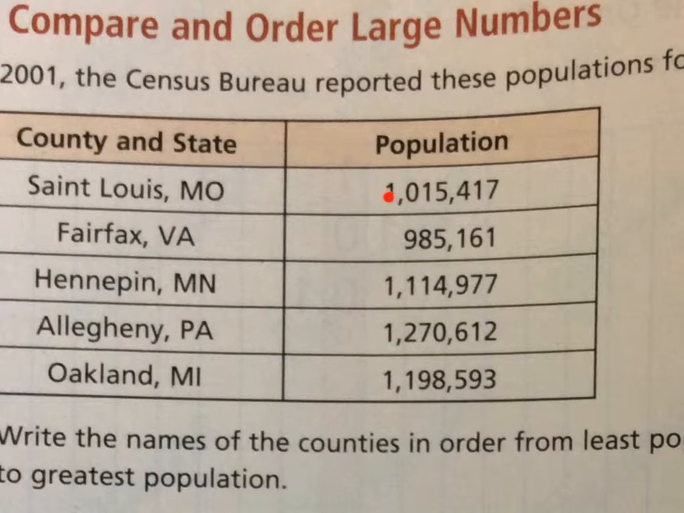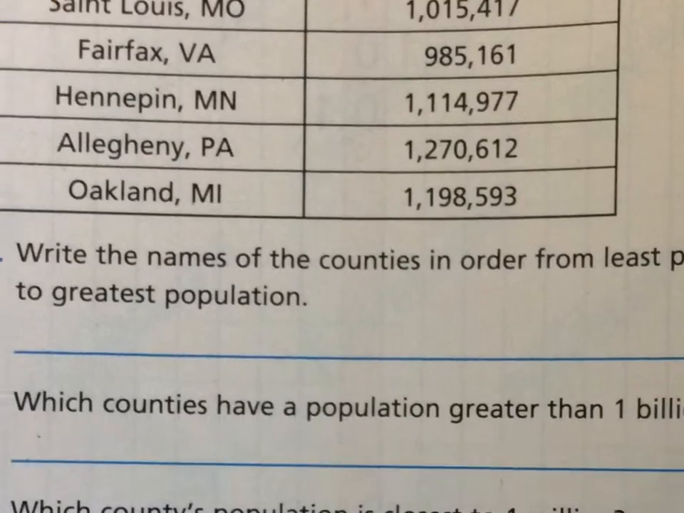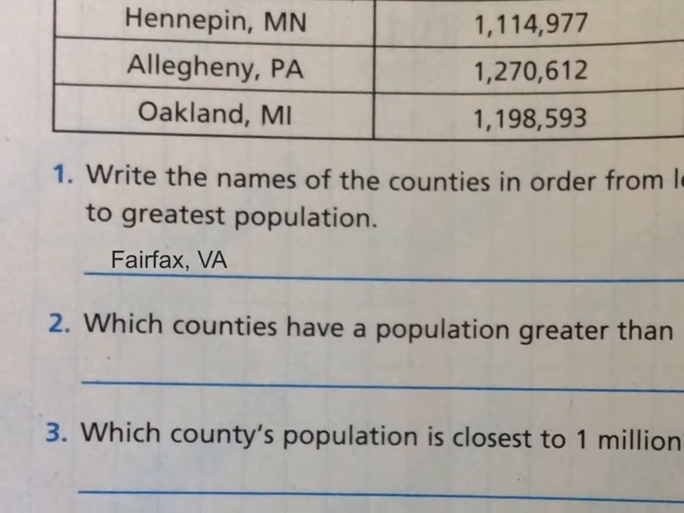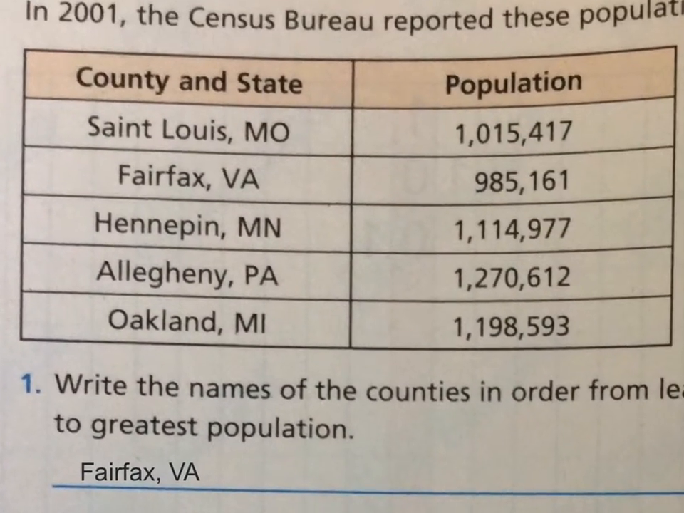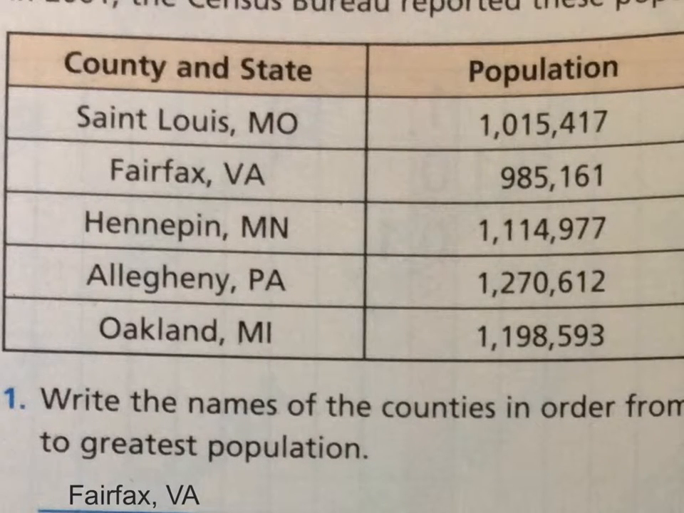So I see 1 million something, no million something. So this one is less than this one. 1 million and something, 1 million and something, 1 million and something. So I found my least, and it says what county, so I'm going to name it as Fairfax, Virginia. Next, I'm going to go back to the table and see which one's next lowest. So I might just put a little check mark next to this to show that I've already used it. I proved that all of these have 1 million and something. So next I'm going to go to the 100,000s place and compare there.